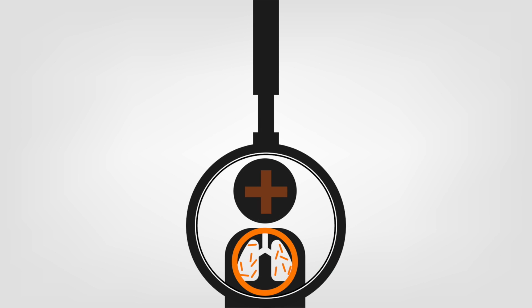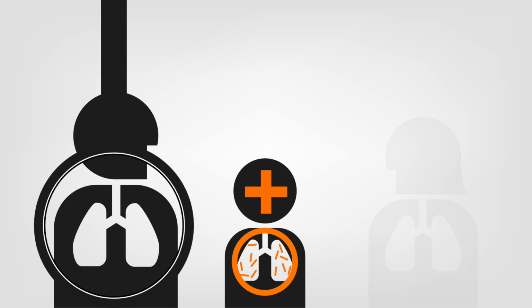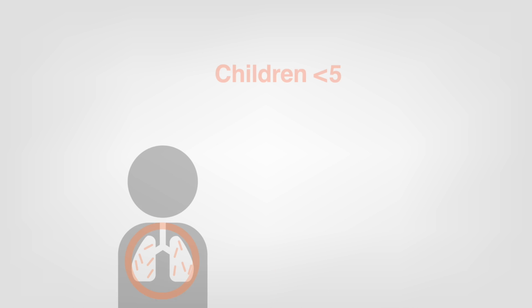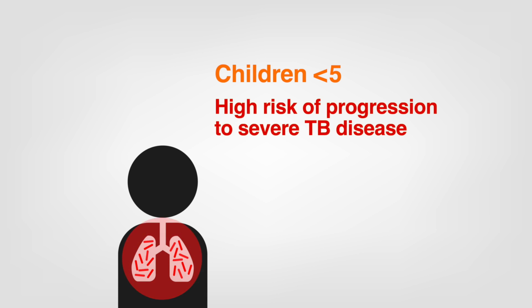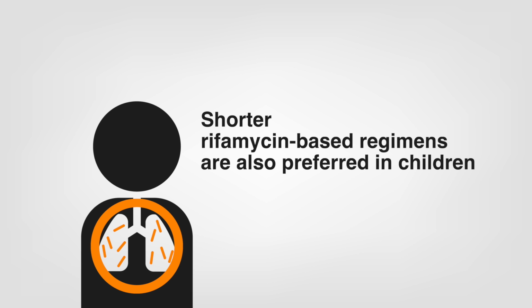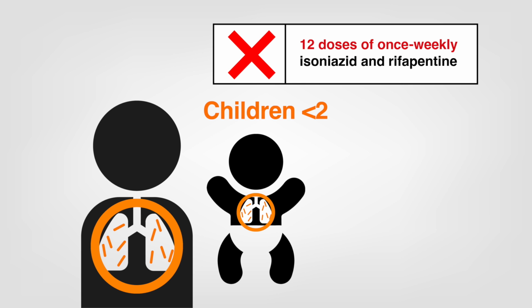If a child tests positive for LTBI, consider testing adults who are close to the infected child to see if they have infectious TB disease. Treatment of LTBI in children younger than 5 is especially important, since they are at a high risk of progressing to severe forms of TB disease. The risk of isoniazid-related hepatitis in infants, children, and adolescents is minimal. Shorter rifamycin-based regimens are also preferred in children, though the 12-dose isoniazid rifapentine regimen should not be used in children younger than 2 years of age.